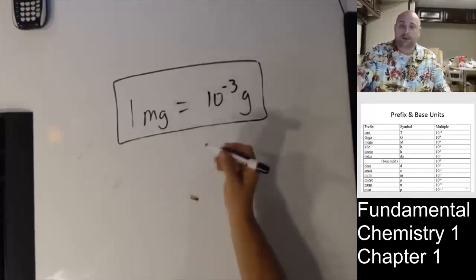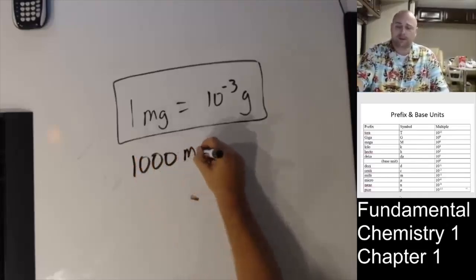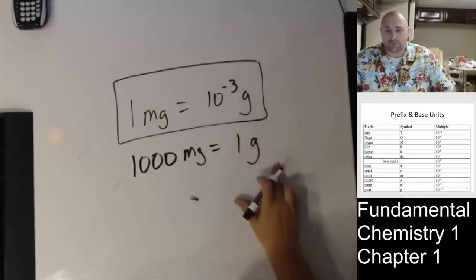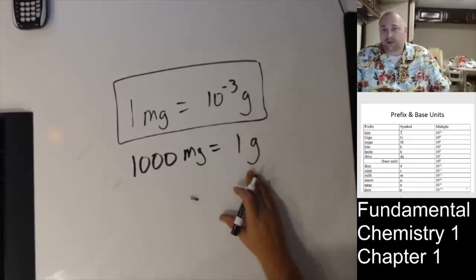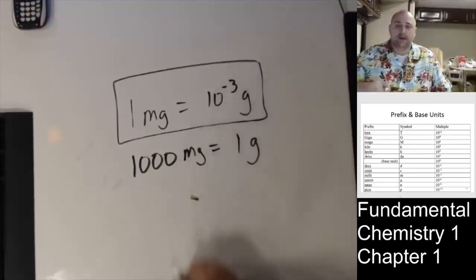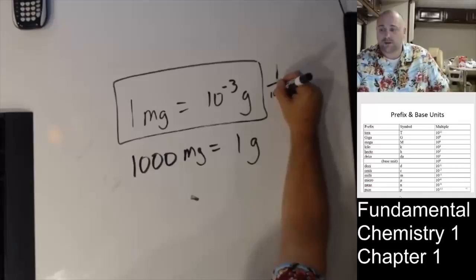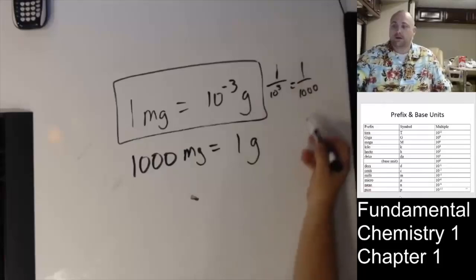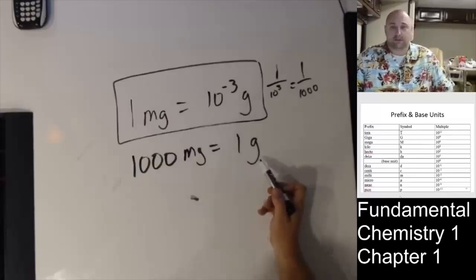Now, some of you out there are probably saying, hey, but I know 1,000 milligrams is equal to 1 gram. And this is true. If you were taught this way, you were taught the same way you were taught the English system, and at some point you memorized this. And it's saying the same thing. Remember, 10 to the minus 3 is the same as 1 over 10 to the third, which is the same as 1 over 1,000. So if I multiply both sides by 1,000, I'd get the same expression.